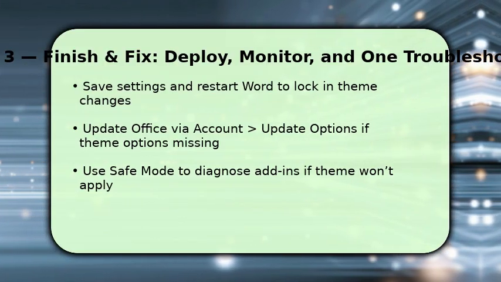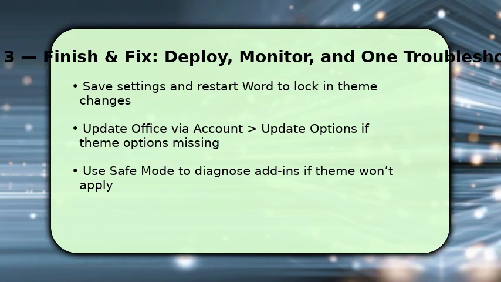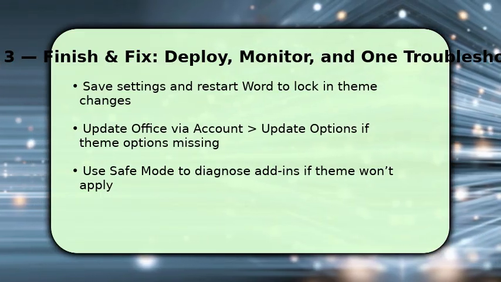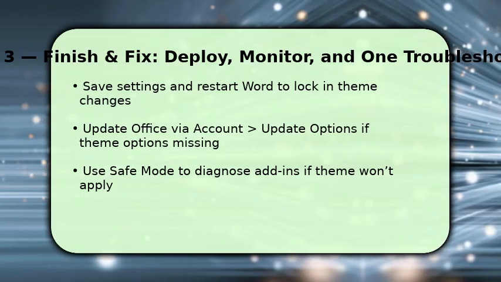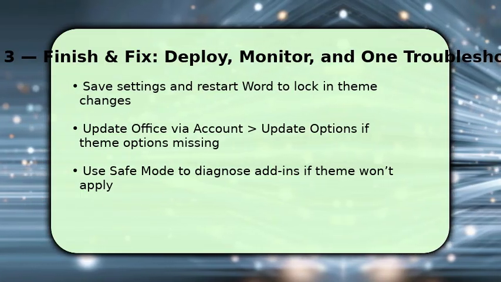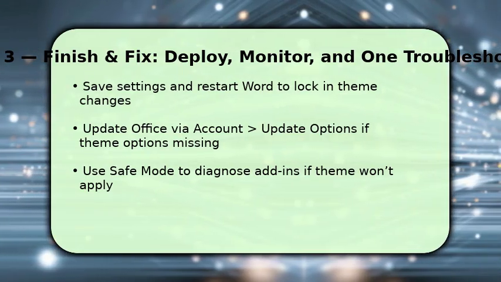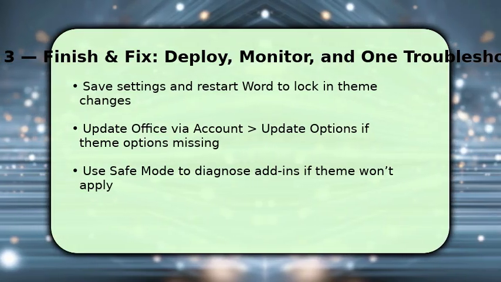If the white theme option isn't available, update Office from Account Update Options because older builds lack some themes. Once done, make sure add-ins aren't forcing colors. Start Word in Safe Mode to test. If white mode appears there, disable suspect add-ins. One key troubleshooting tip: reset Office settings or repair the installation if theme settings remain stuck after updates.